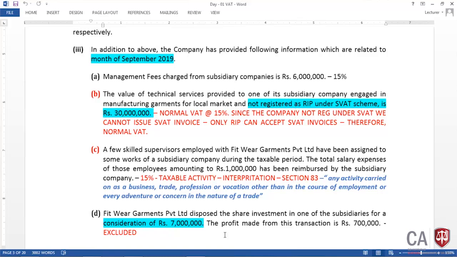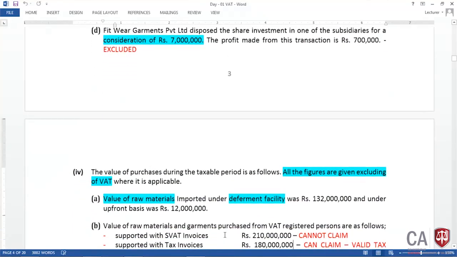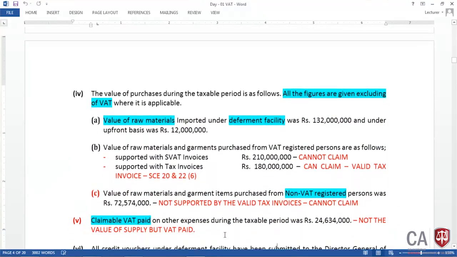Fitwear Garments Private Limited disposes of the share investment in one of its subsidiaries for a consideration of rupees 7 million. The profit made from this transaction is rupees 700,000. Now this is disposal proceeds of shares. It is excluded from the normal VAT. If it is a financial service, it is liable as a financial service. But this organization is a manufacturer, a buyer and seller, and a service provider. Therefore, this is out of the scope for this organization. Okay, now this is the supply side.